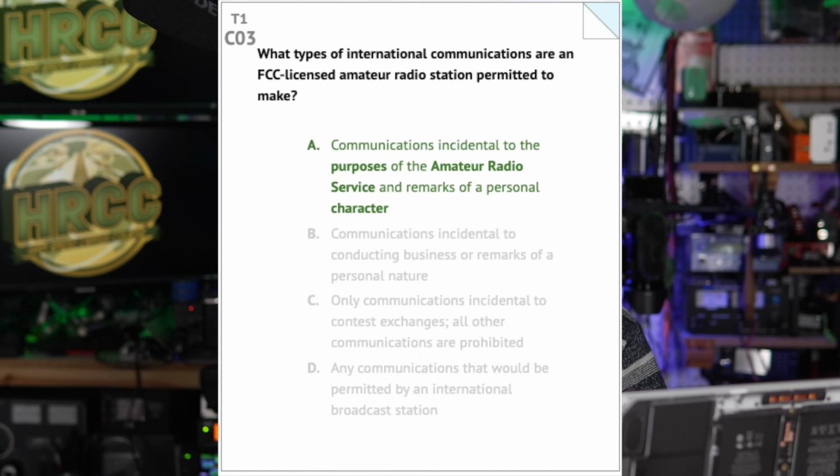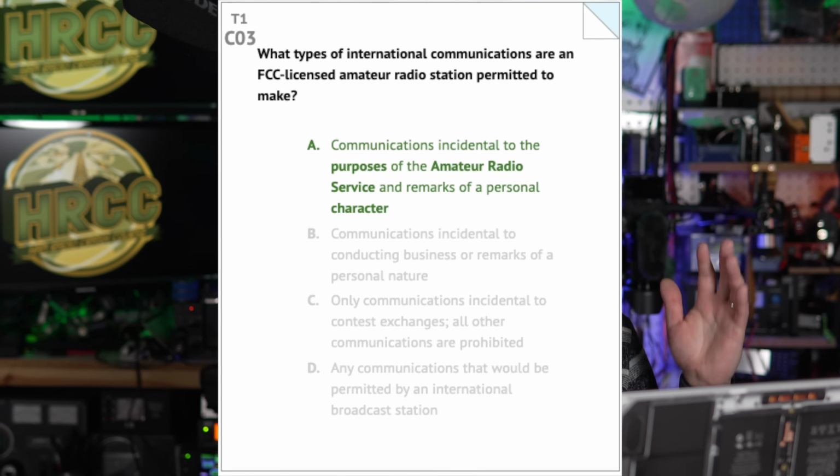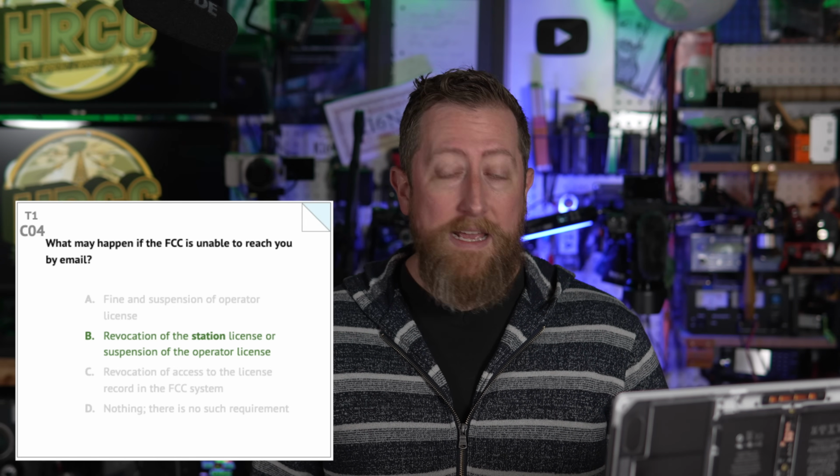Charlie 03. What type of international communications is an FCC licensed amateur radio station permitted to make? This is A, communications incidental to the purpose of amateur radio service and remarks of personal character. It'll come up later, but you can't conduct a business with amateur radio. And so this is adding international communication, but if you generally stick to the guideline that you can't be doing business on amateur radio, and you can't be broadcasting like a commercial radio station would, and it is a conversation that you're having with someone even outside the country, it's generally okay as long as you stick to those guidelines.